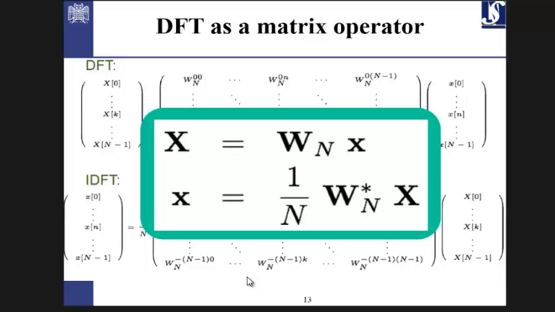And the capital form normally denotes the Fourier case, and the small form is just the time domain. And also when you say the capital bolded, then it's a matrix. When it's small bolded, it's a vector.